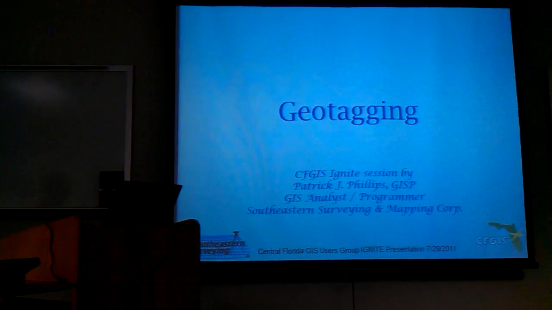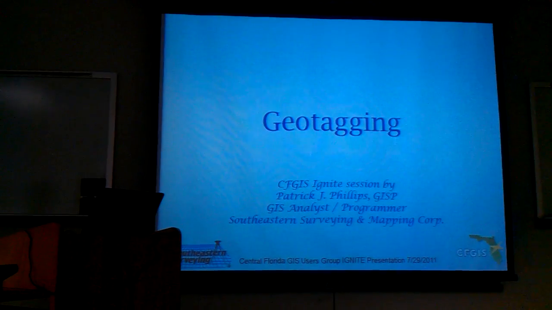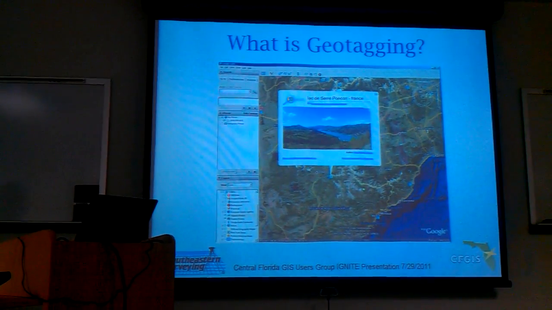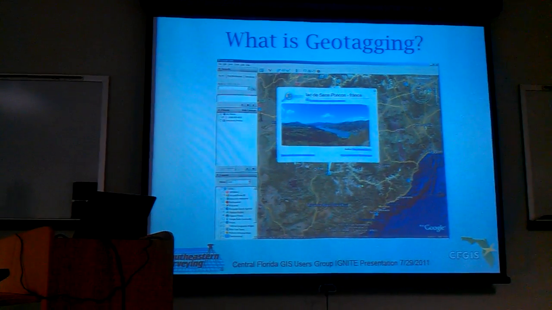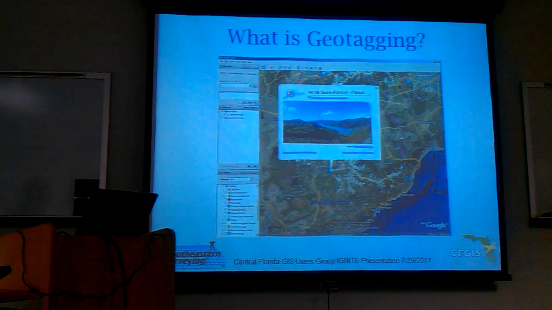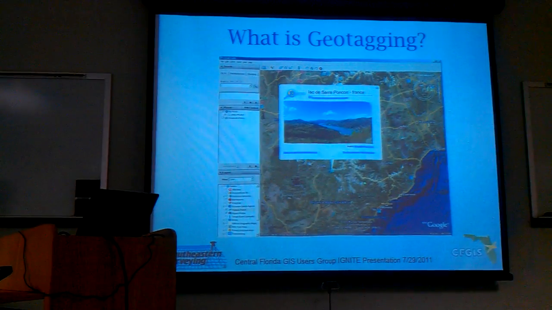Talking about geotagging. And if I can get this thing to work, we'll talk more about it. There we go. So what is geotagging? Geotagging is essentially assigning coordinates to digital pictures. Right? The coordinates are usually lat/long in WGS 84, and the photo actually holds the coordinate in its header.